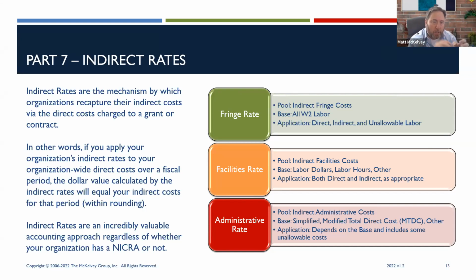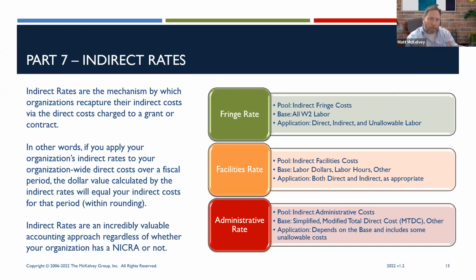The indirect rates are the mechanism by which organizations capture, or recapture, indirect costs via the direct cost charged to a grant or contract. It's basically the premium above your direct cost that you've got to cover. In the commercial world, it's basically your margin on what you're paying somebody. But in this case, it's actually an indirect cost.